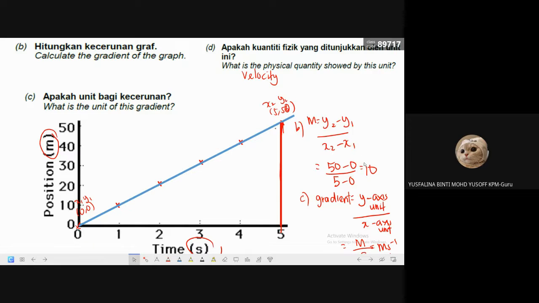Okay, but like I said, they must have the unit, right? So m s^-1. How do I get m s^-1? Y-axis unit divided by x-axis unit. That's how you find the unit for the gradient. Let's say for paper 3, you only put 10 here. You will lose 1 mark. Okay, because for physics you have to remember, the unit is very, very important, especially in paper 3.